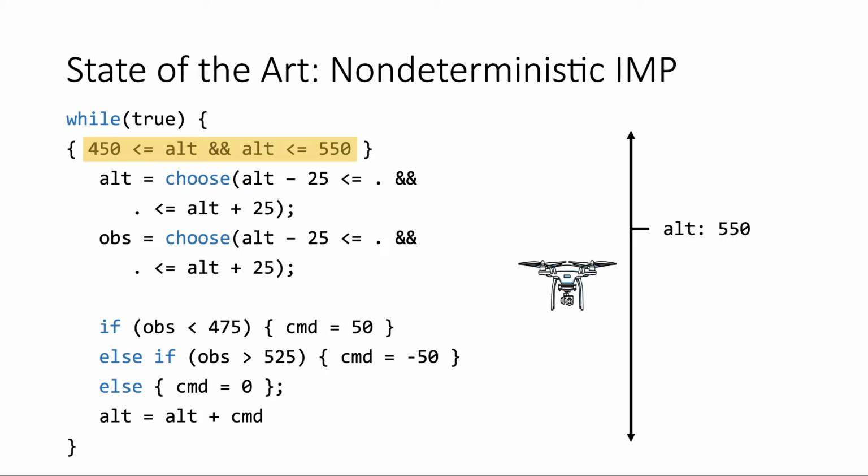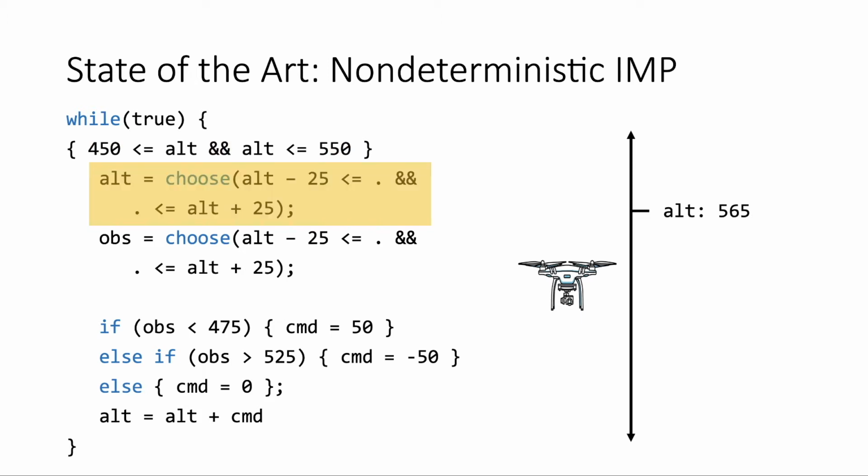All right, so let's look at how one iteration of this loop would execute. So we're going to assume we start off in a state that satisfies the correctness condition. So for example, alt equals 550 does. So the first thing we're going to do is execute this choose statement. And a choose statement is a non-deterministic choice primitive that takes in a predicate and specifies that the state of the program after executing the choose statement should satisfy the predicate, with the placeholder dot standing in for the value of the new variable that we're assigning to. So this choose statement says that the new value of altitude should be the previous altitude plus or minus 25.